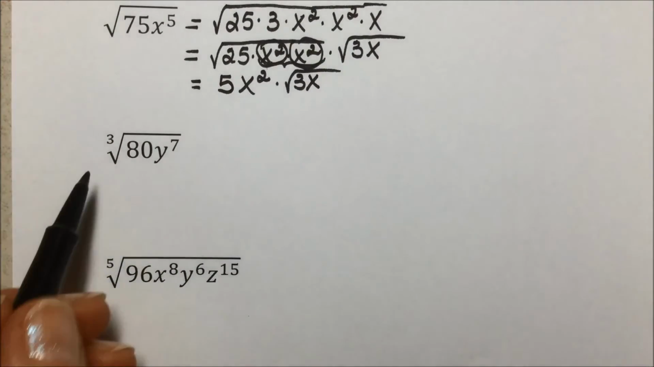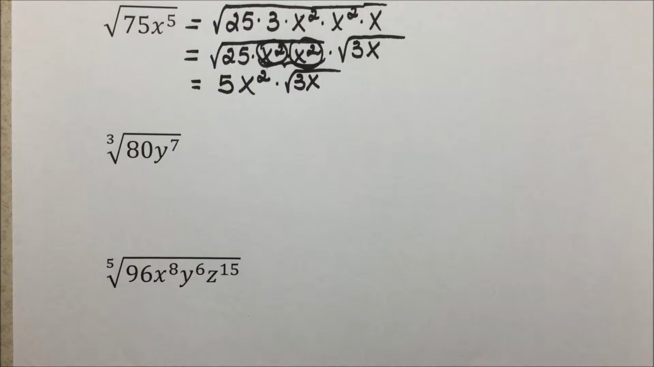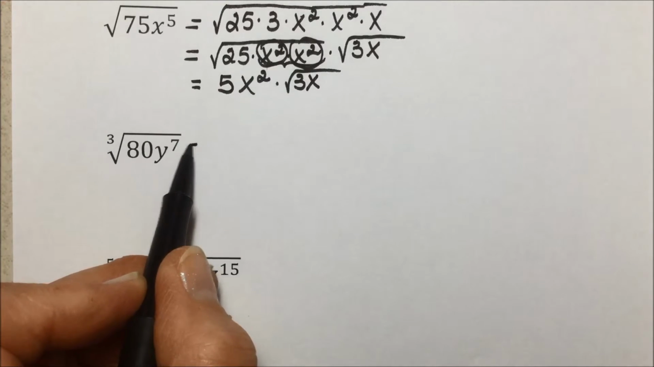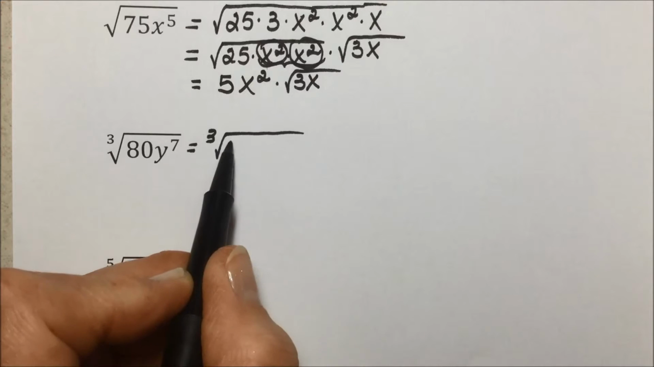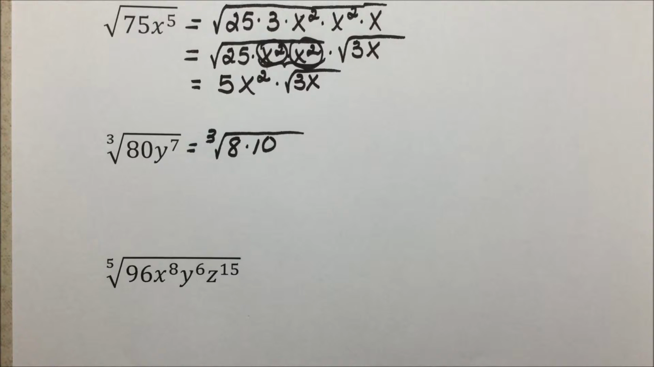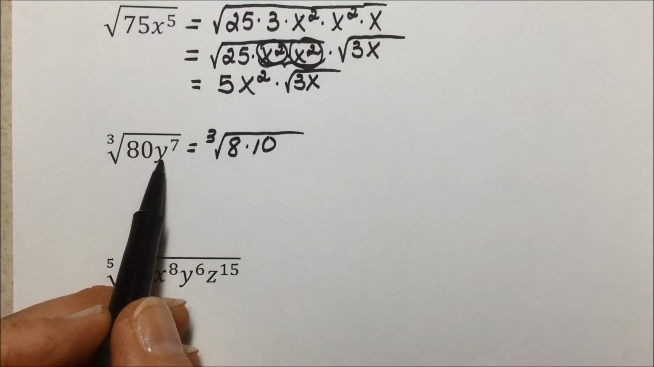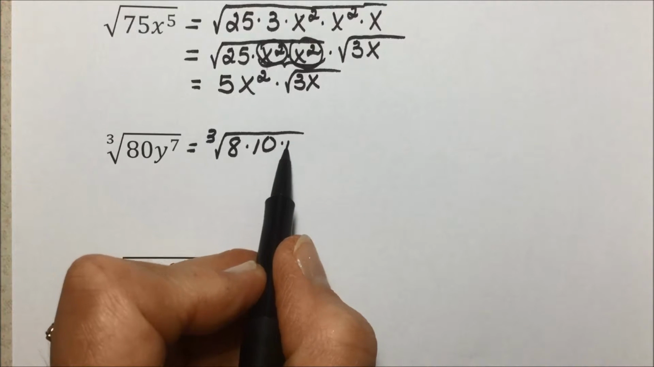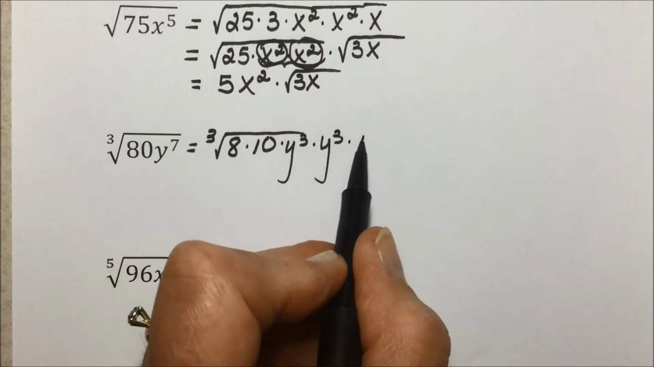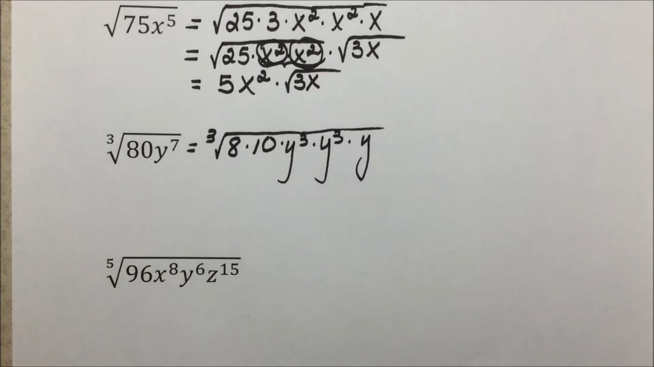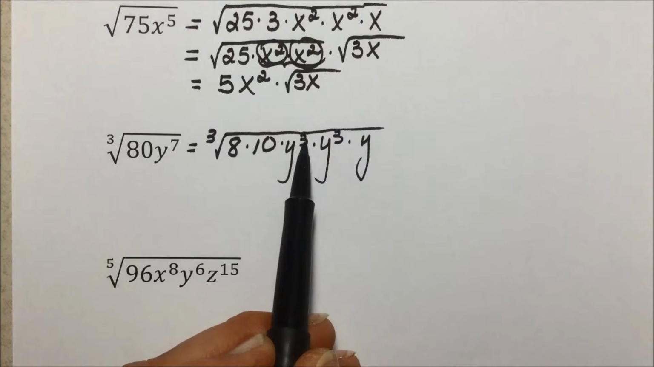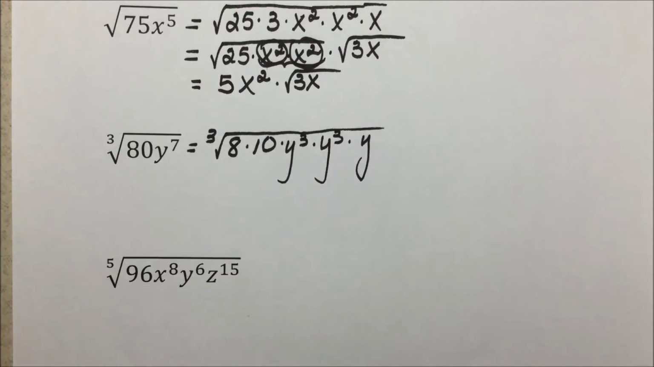In this next example, we have a cube root. Now we're looking for perfect cubes. The largest perfect cube that is a factor of 80 would be 8, and 8 times 10 is 80. Looking for a perfect cube for y to the 7th, we could break that down into y to the 3rd, another y to the 3rd, and a y, all underneath the radical here. Again, verify common bases multiplied together, add your exponents. 3 plus 3 plus 1 brings us back to the 7th.